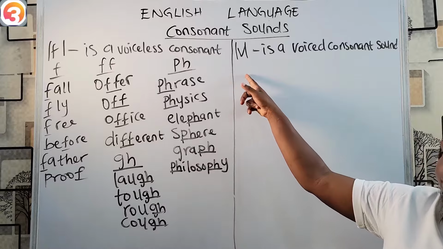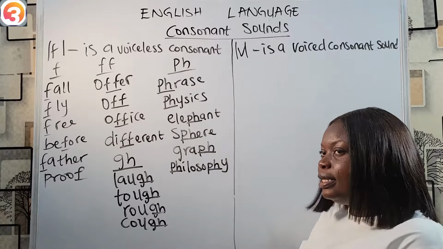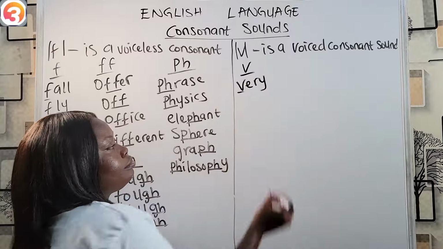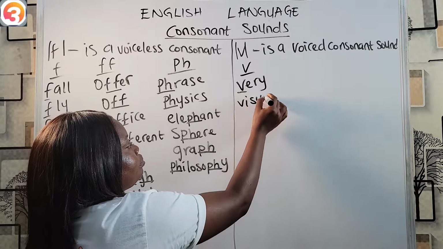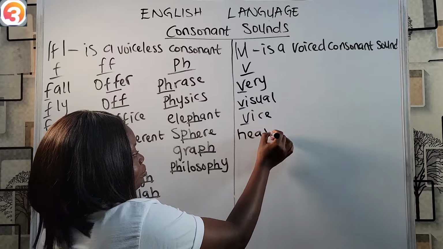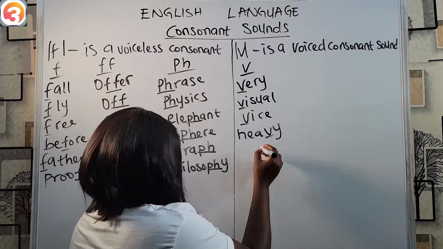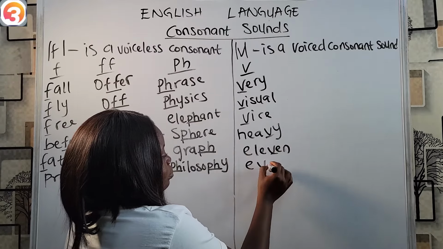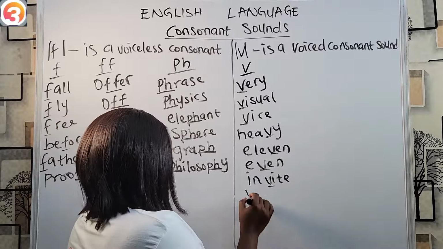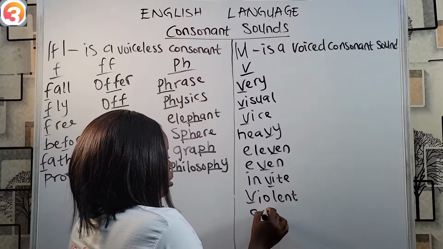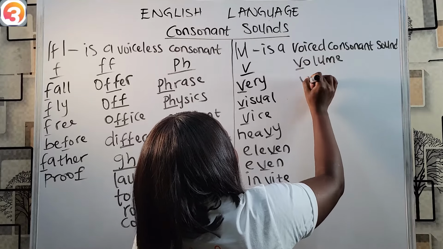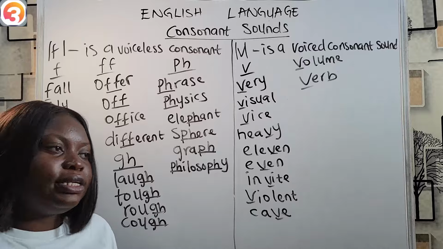Very simple sound. Then we have /v/, also a simple sound. Words containing the letter V: very, visual, vice, heavy, eleven, even, invite, violent, cave, volume, verb. These are words containing the /v/ sound.